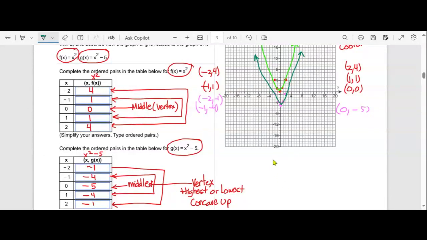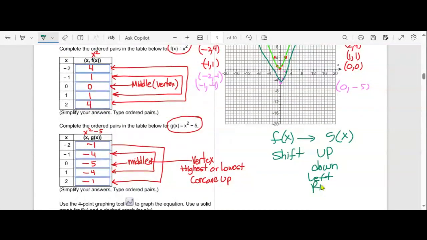Now, what happened to the graph from f of x to g of x? Did it go up, down, to the left, or to the right? How many units did it shift? Is it a shift up or down, or left and right? Up 4 units.